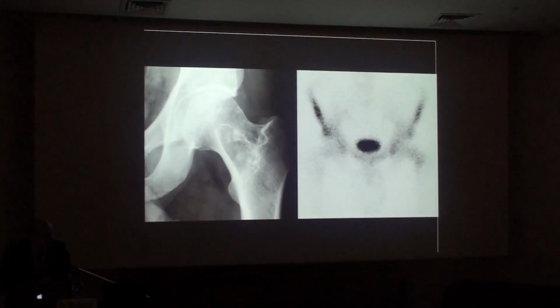This is an intraosseous lipoma. Notice the sclerotic margin. Notice the areas of ossification within it, all quite common features. And when we see scintigraphy on these, they usually show violently increased tracer accumulation. Now, how could I make this diagnosis?